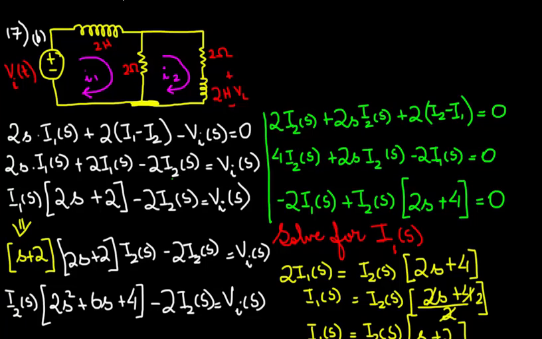Hey everyone, I'll be going over problem 17b from homework 3. You're given a circuit, of course in time domain, and you are to find a transfer function with VL as your output and VI as your input. We're going to do that in the Laplace domain.